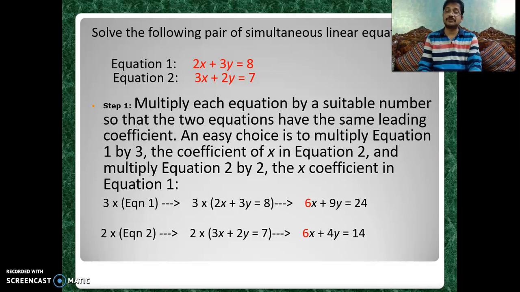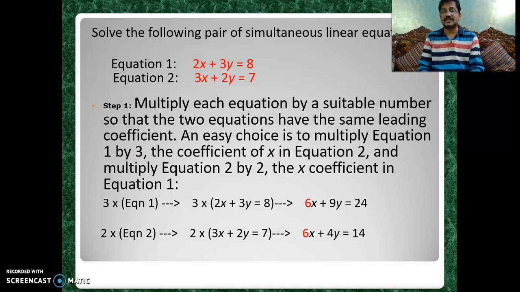The first equation's x coefficient is 2 and the second equation's x coefficient is 3. The first equation's y coefficient is 3 and the second equation's y coefficient is 2. So here what do I have to do? I want to equate the coefficient of x. That's the reason we multiply the first equation with 3 and the second equation with 2. The x coefficient of the second equation is 3, so you multiply the whole first equation with 3. The coefficient of x in the first equation is 2, so multiply the total second equation with 2.